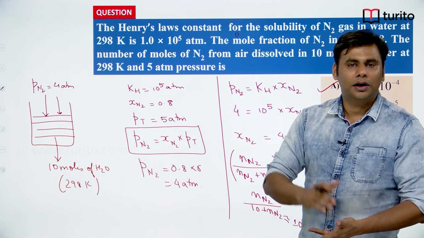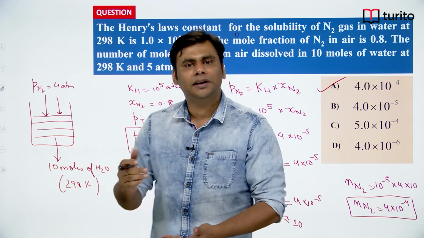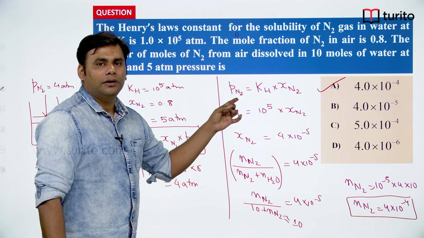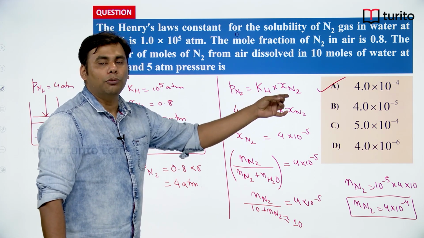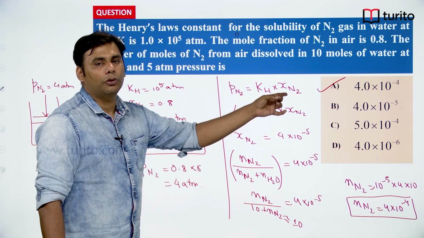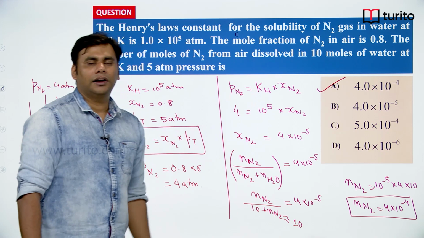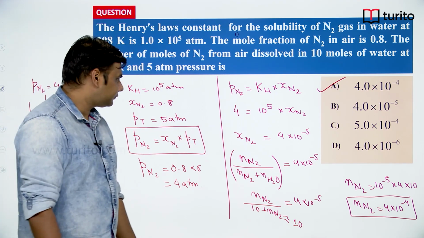The pressure, the partial pressure that is applied from outside, will always be proportional to the number of moles of the gas present in the solution. So the partial pressure above the solution in which a gas is dissolved is proportional to the mole fraction of the gas in the solution. When you remove the proportional sign, a constant comes in, which is KH. Okay, hope this is clear to you.